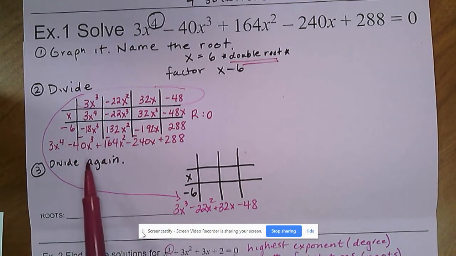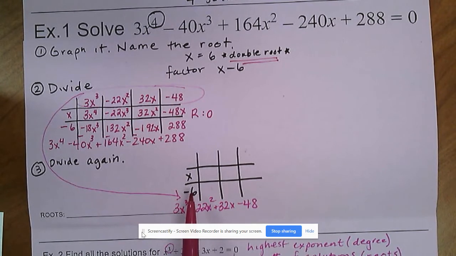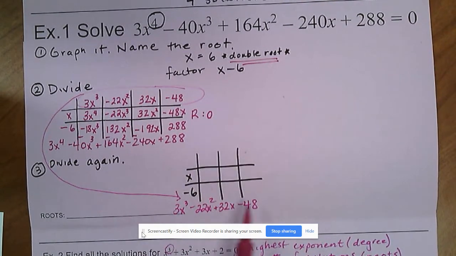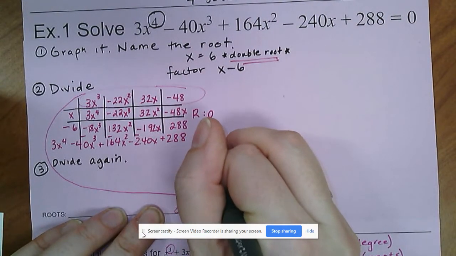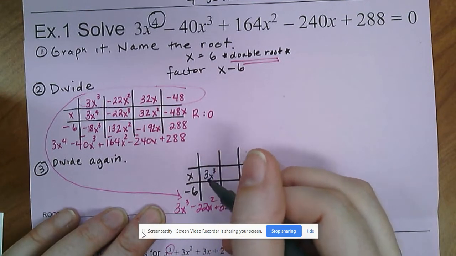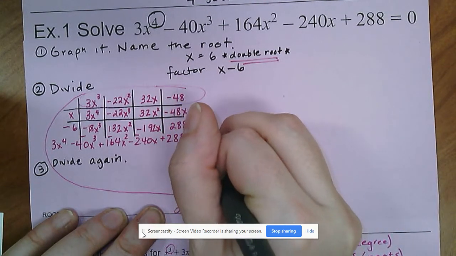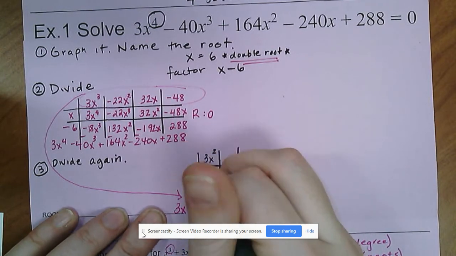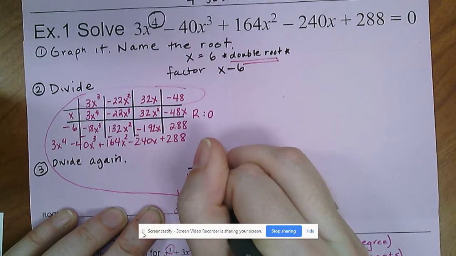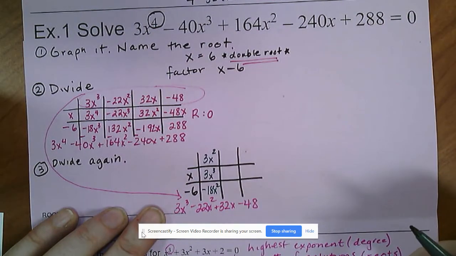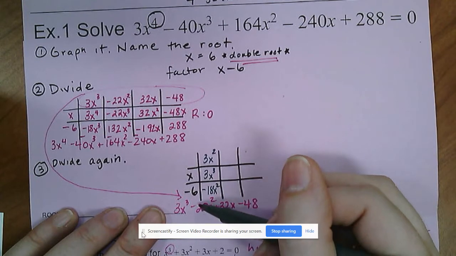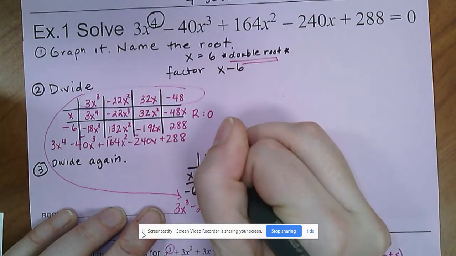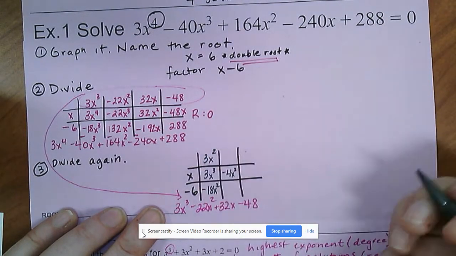So I'm going to divide again. And the reason I can do that is because of my double root. So here we go, dividing again. I'm going to start with that 3x cubed here. So I'm going to multiply this by 3x squared to get 3x cubed. Multiply my row and my column. Okay, then I am going to subtract. Negative 22 minus negative 18 gives me a negative 4x squared.